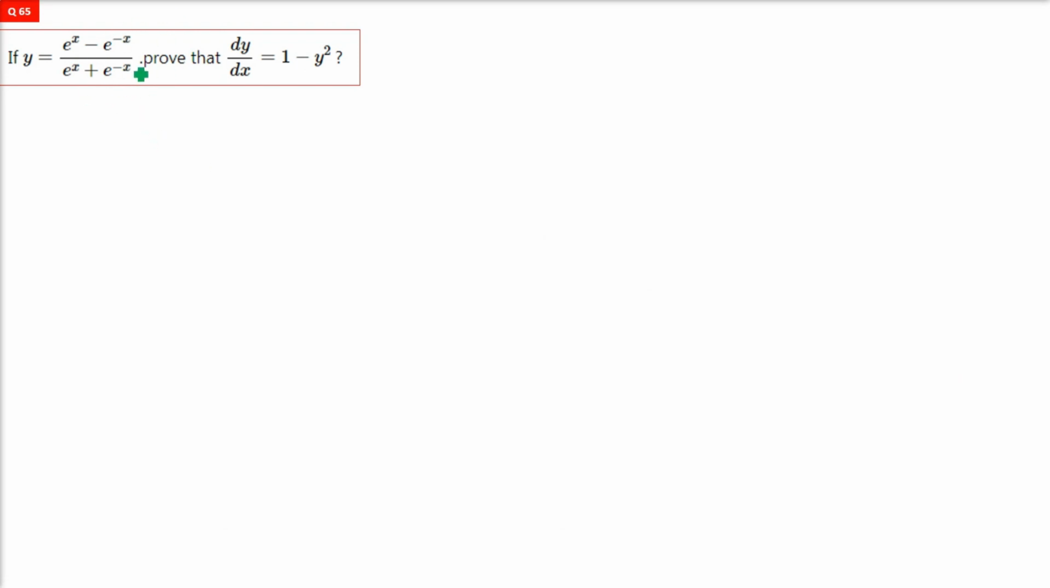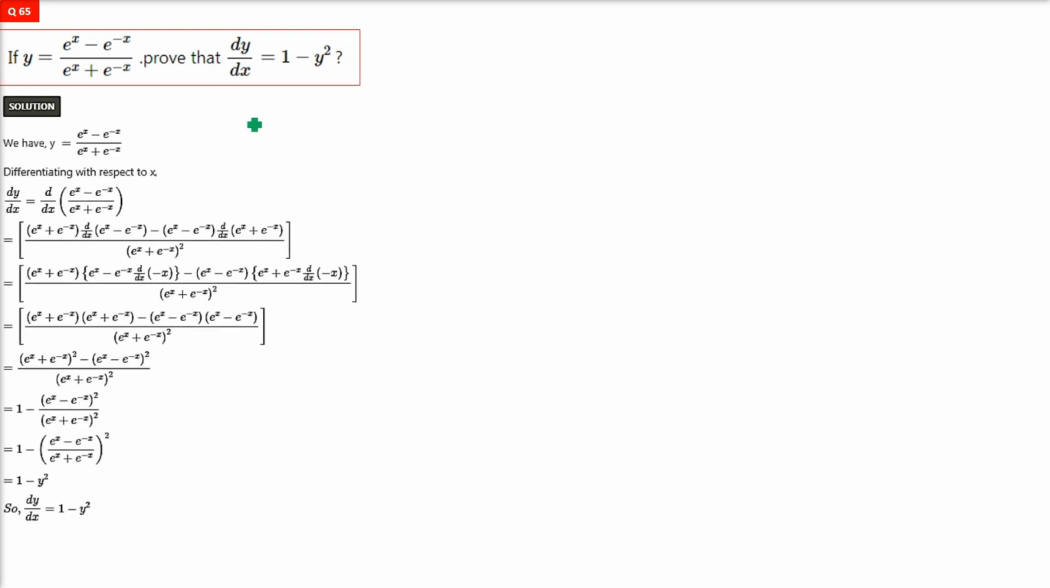Now y is equal to e to the power x minus e to the power minus x divided by e to the power x plus e to the power minus x. Dy by dx has to be proven to be 1 minus y square.